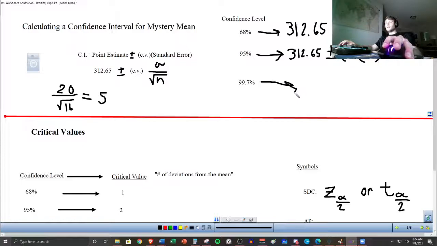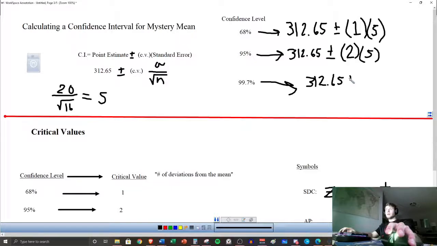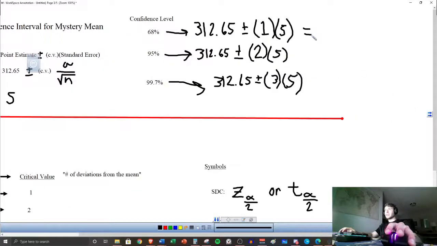Then, last one, we do 312.65. Oh, my camera's in the way. Sorry, hold on. I'll move that. All right, there we go. Plus or minus 3 times 5. So we have 3 different confidence intervals that get created here. And to create our confidence interval, we're going to use a lower and upper boundary for each one of these.